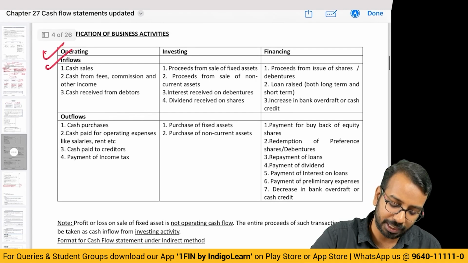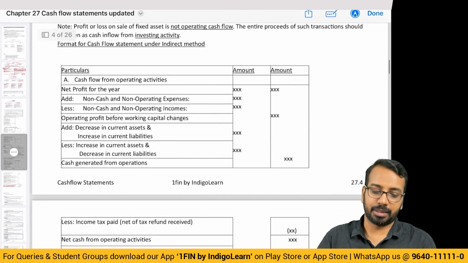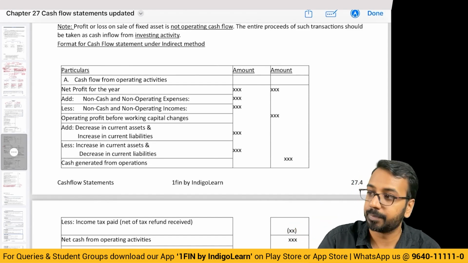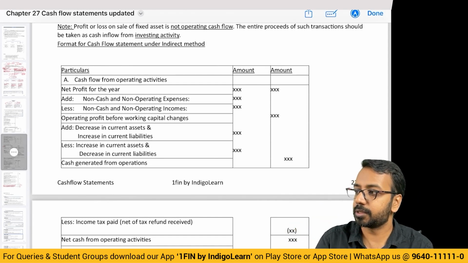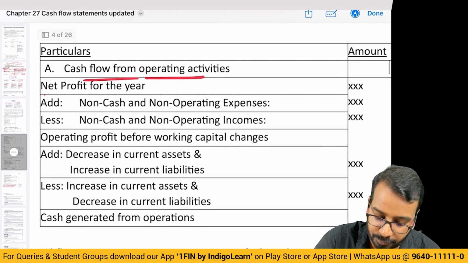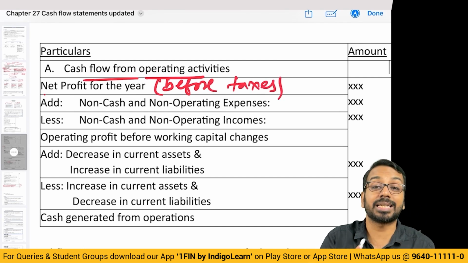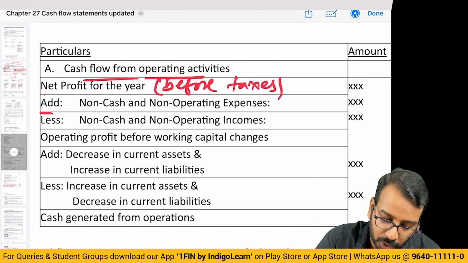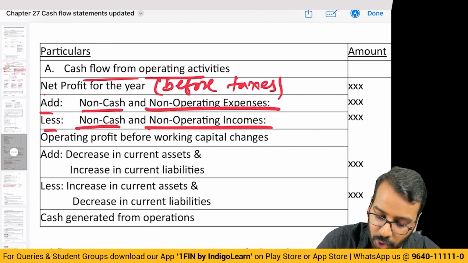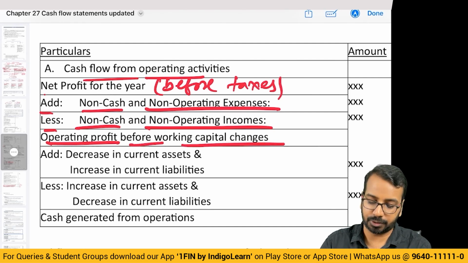So this, we have already discussed. You can have a look at this example subsequently. Under indirect method, as we have already discussed, we will be quickly recapping the format. First, cash flow from operating activities. When we calculate, we take net profit for the year, generally before taxes. If it is after taxes, you will add back taxes. Add all non-cash and non-operating expenses, less non-cash and non-operating incomes. This gives us operating profit before working capital changes.